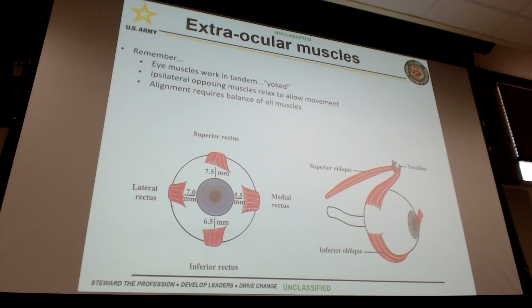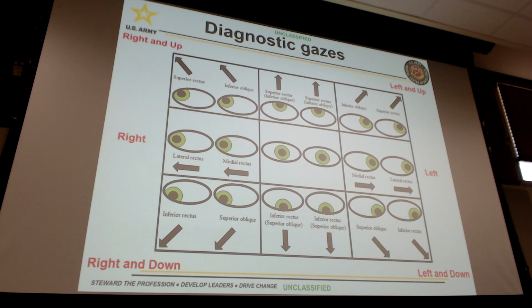They work together. Okay, so if you're looking to the left, your left lateral rectus is firing, and your right medial rectus is firing. Okay, if you're looking to the right, it's the opposite. They're yoked together. That's probably all I want to say about that. This is an interesting chart here. Kind of tells you what muscles are firing in which direction of gaze.